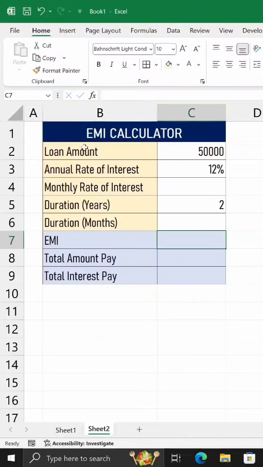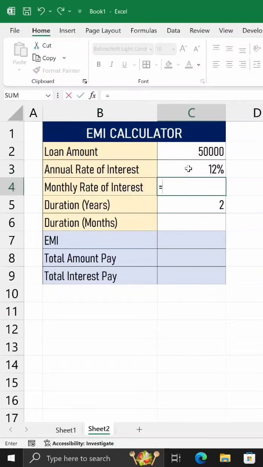Hello everyone. Today let's understand some EMI calculator options, or I can say financial functions in Excel. So you can see I have a loan amount of 50,000 that is going to be paid in 2 years with a rate of interest of 12% per annum. I just want to create my EMI, that is my monthly installment.